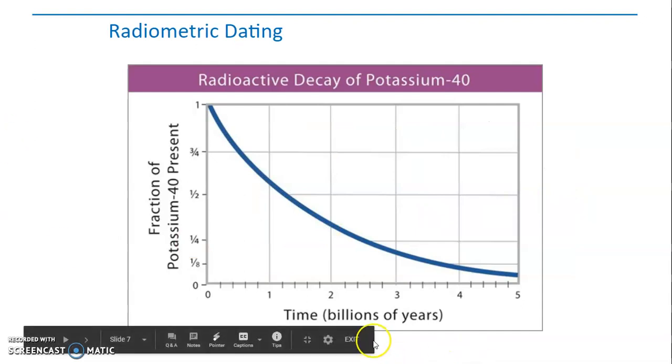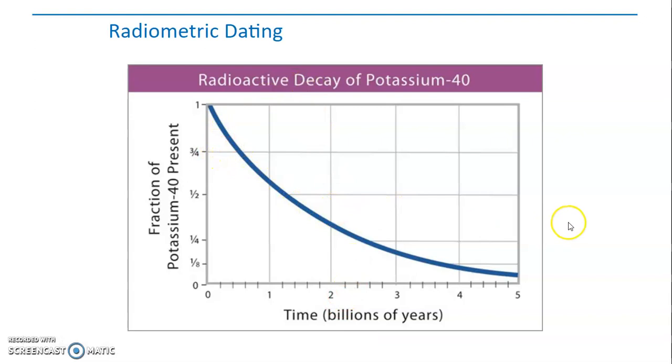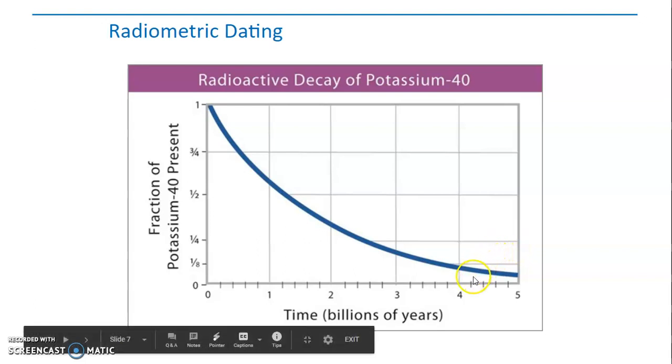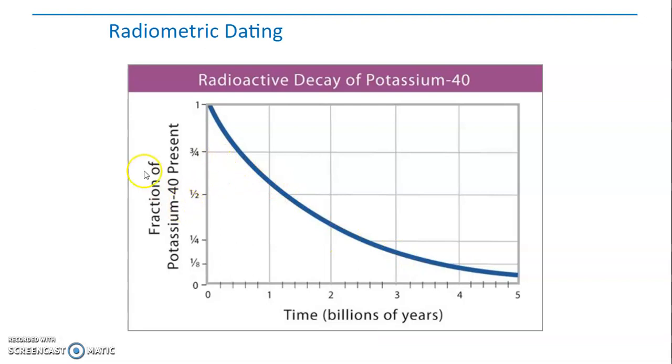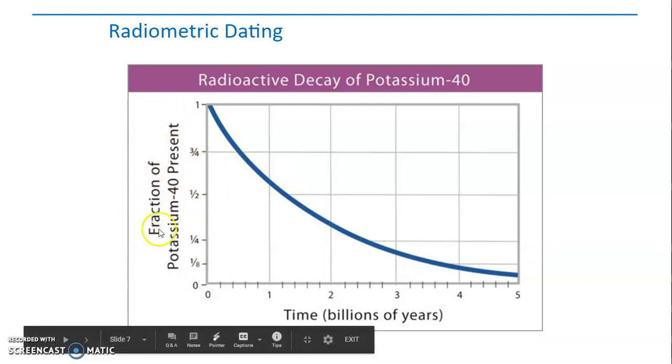Radiometric dating is our other type of dating, and this is where we're looking at the radioactive decay of an isotope. This one in particular is showing potassium-40. A lot of times you'll hear about carbon dating, which is looking at the radioactive decay of carbon. But what we're looking at is the fraction of whatever that isotope is that is left.